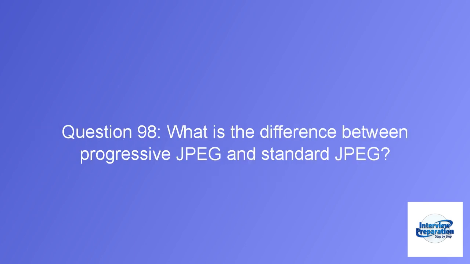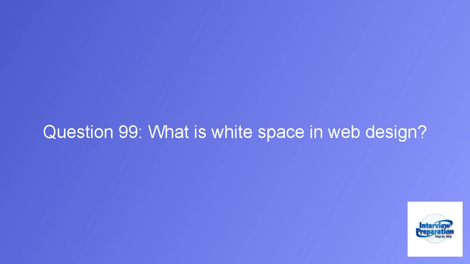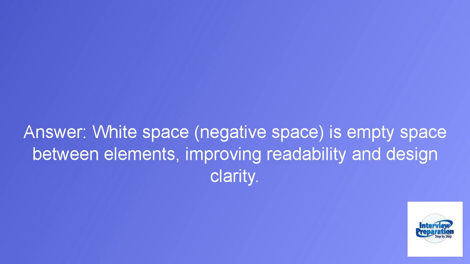Question 98. What is the difference between progressive JPEG and standard JPEG? Answer: progressive JPEG loads in stages with increasing clarity, while standard JPEG loads from top to bottom. Question 99. What is white space in web design? Answer: white space, or negative space, is empty space between elements, improving readability and design clarity.